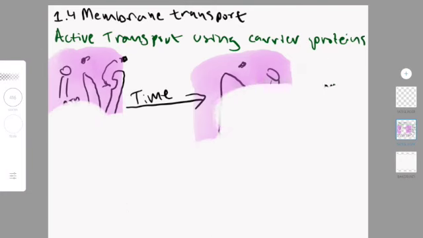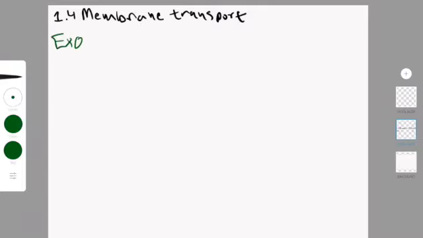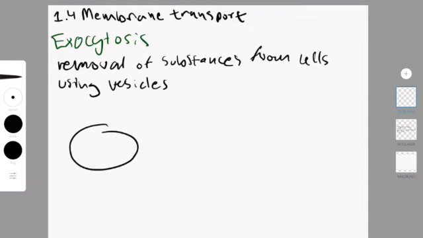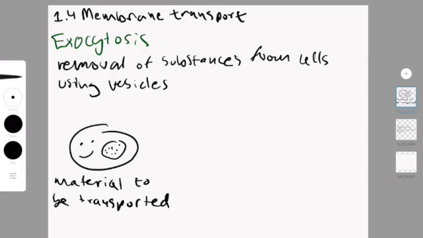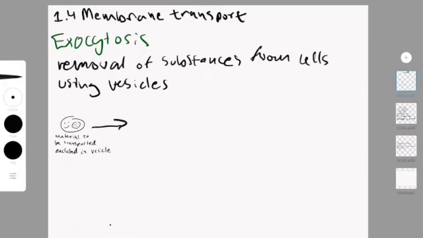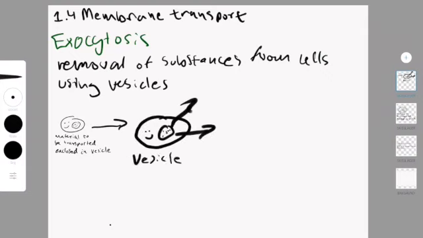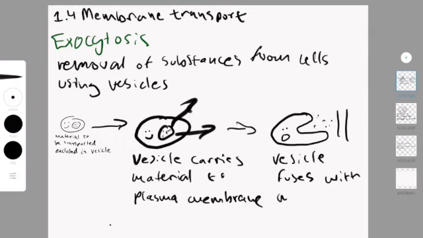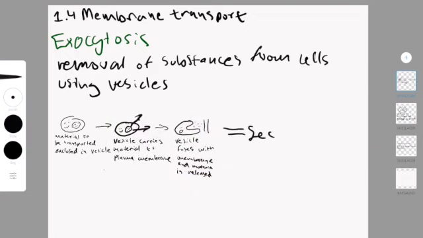Okay, so next thing is exocytosis. This is the removal of substances from a cell using vesicles. Essentially, you have a cell, and the material to be transported is enclosed inside a vesicle within the cell. Then the vesicle carries the material to the plasma membrane, and the vesicle fuses with the membrane, and the material is released, which is called secretion. That's a pretty simple process, actually.